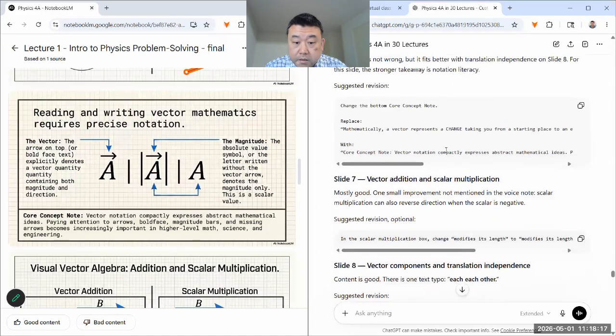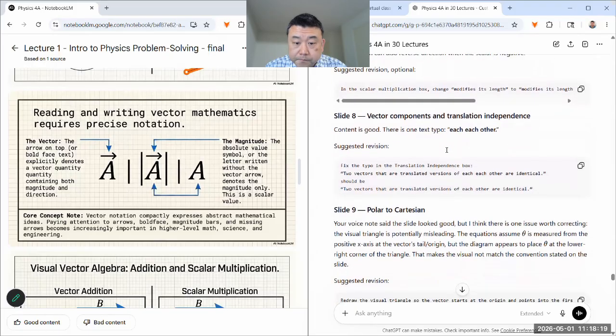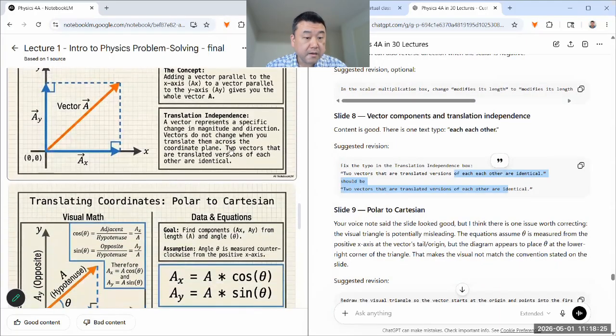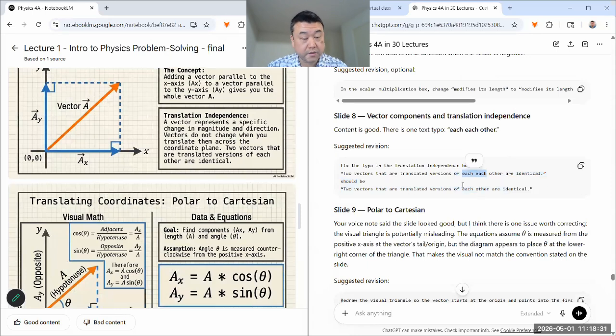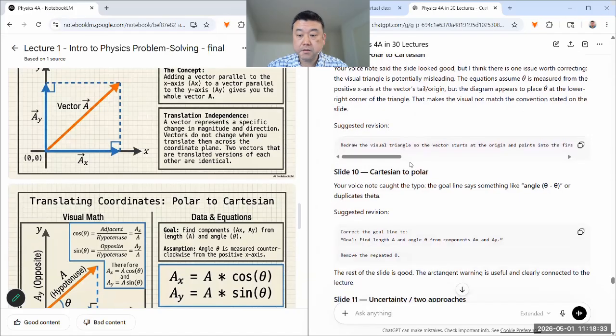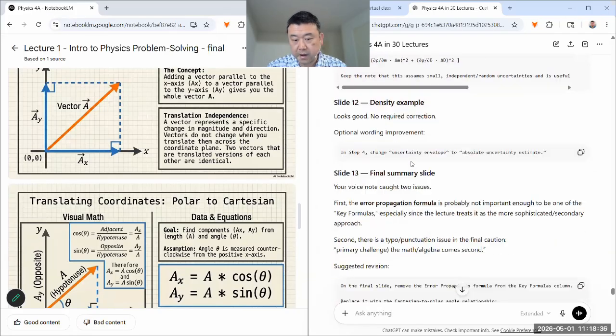There were some things like these typos in slide 8. So now it's fixed. Each other are identical, but each was doubled before. I didn't actually see it when I was reviewing at first. So with that, I went through a few rounds.